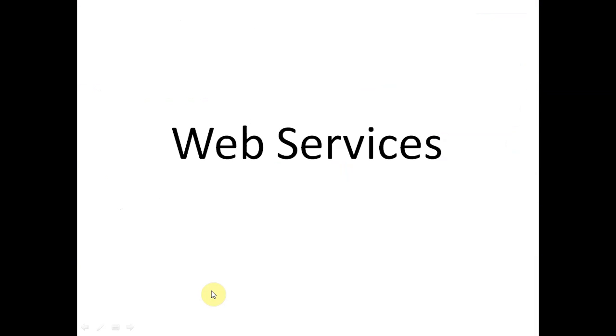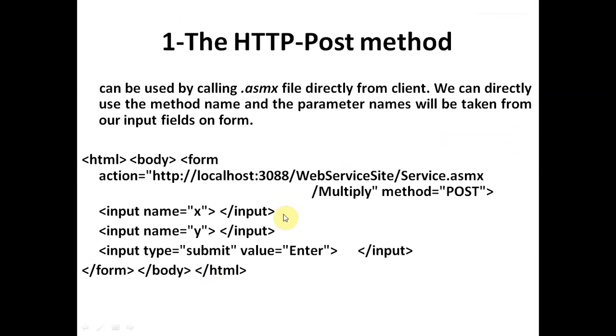We have the service.asmx file, which is stored in the web service site directory, and this directory is inside localhost, meaning the same computer. Our computer is a server also. Localhost means the same computer is the server computer, and 3088 is the port, so it is connected with this port. Inside our same computer we have the service.asmx file.